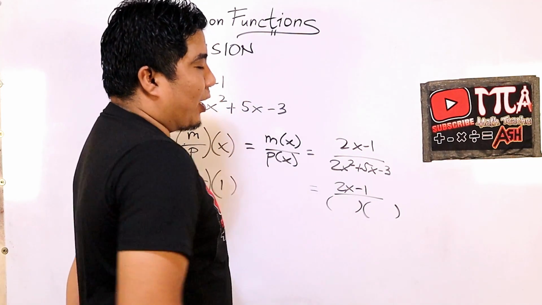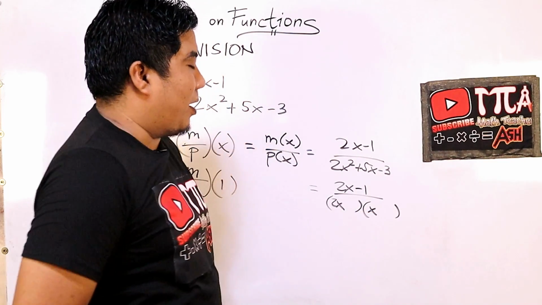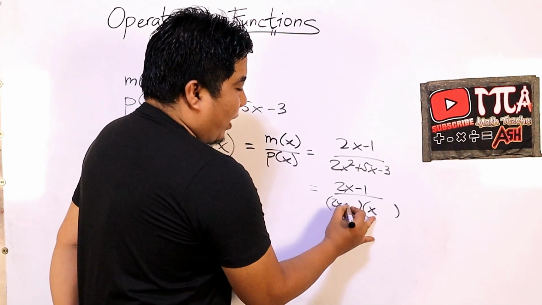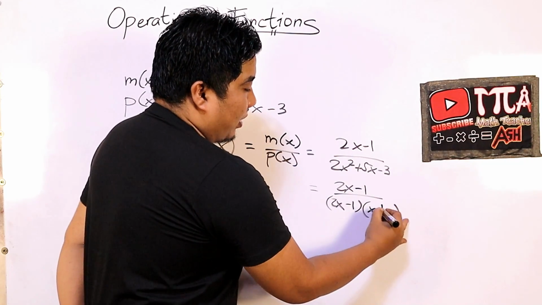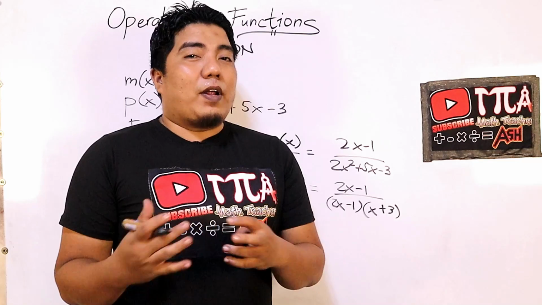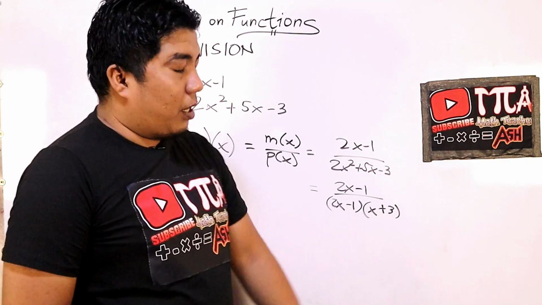So what are the factors of 2x squared? Basically, that is 2x and x. Now, how do you factor negative 3? That is, I think, negative 1 and positive 3, because a negative number is the result of the product of a positive and a negative. So we have negative 1 and positive 3.